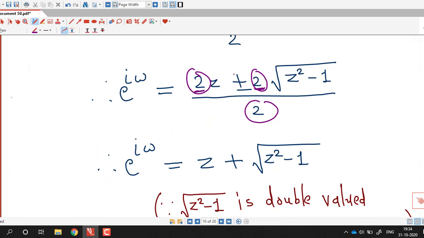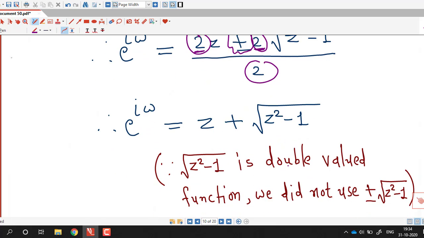Here in this step I have not written plus or minus, because we know that the square root of z square minus 1 is a double valued function, so it always has two possible values. Instead of plus or minus we can write only the positive sign, because this function itself has two values.